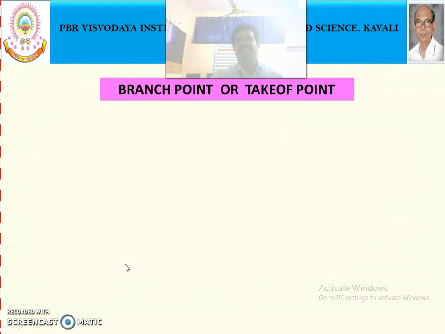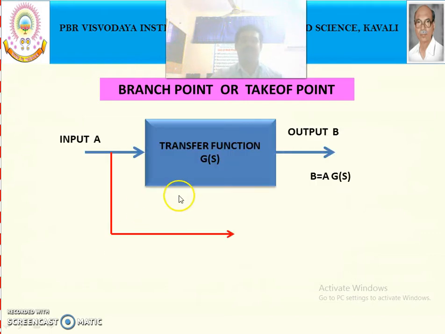Next we are going to see the branch point. The branch point can also be called the takeoff point. Now this is nothing but a block, and we are taking a branch point here. If you take a branch point here, the signal you are getting is A.